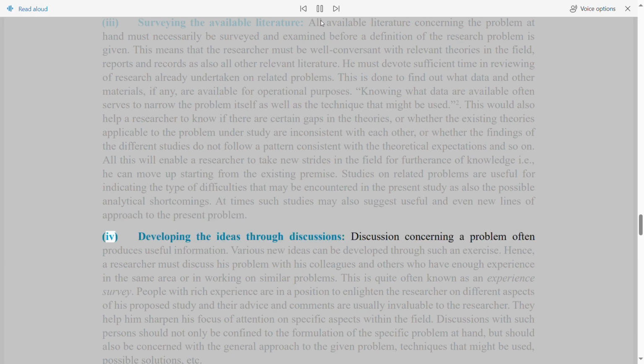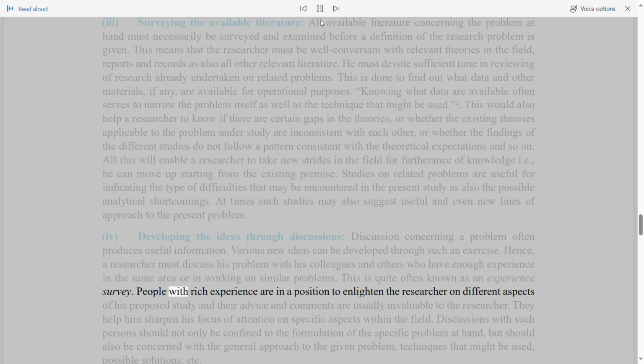4. Developing the ideas through discussions. Discussion concerning a problem often produces useful information. Various new ideas can be developed through such an exercise. Hence, a researcher must discuss his problem with his colleagues and others who have enough experience in the same area or in working on similar problems. This is quite often known as an experience survey.